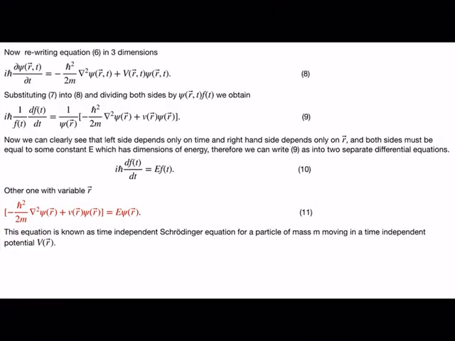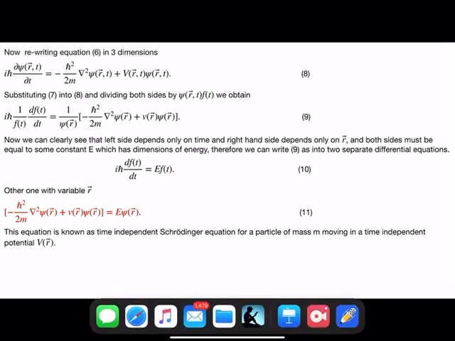Here you come up with two separable solutions, and one of them is a function of psi of r. This is actually the time independent Schrodinger equation, and the other is the time dependent Schrodinger equation. So ultimately we have come up with the time dependent Schrodinger equation and the time independent Schrodinger equation.